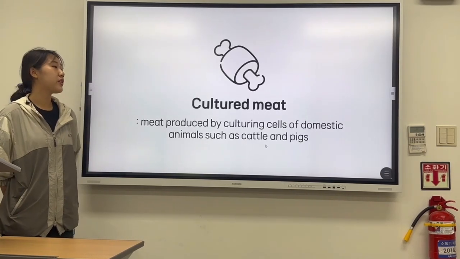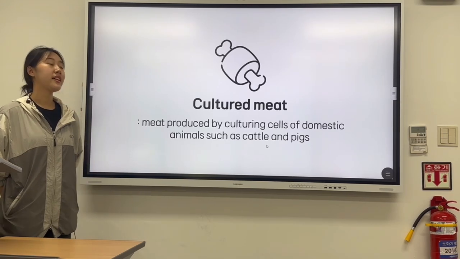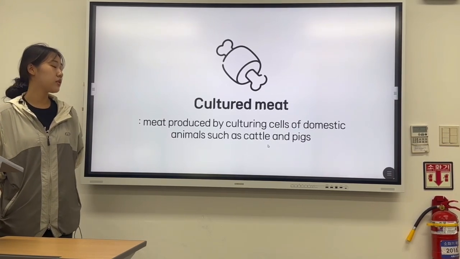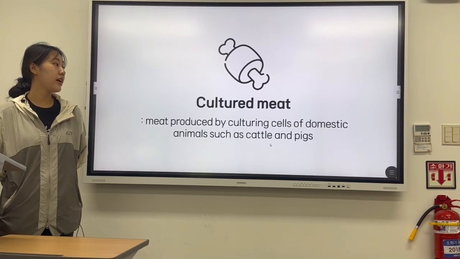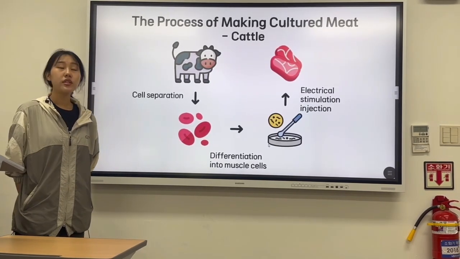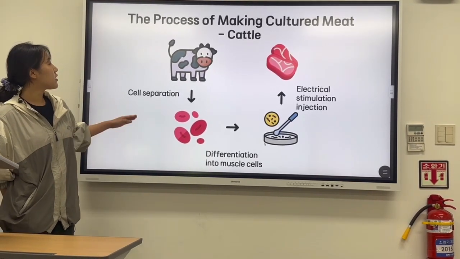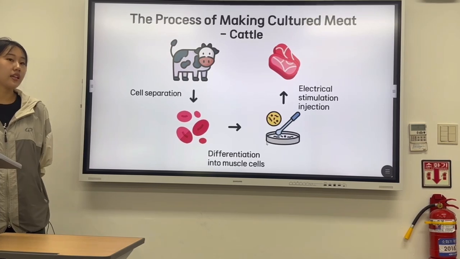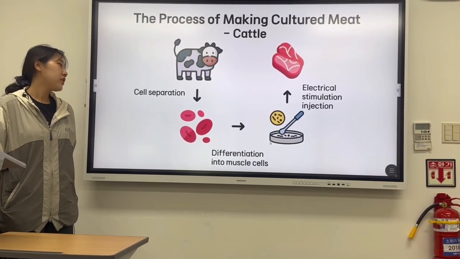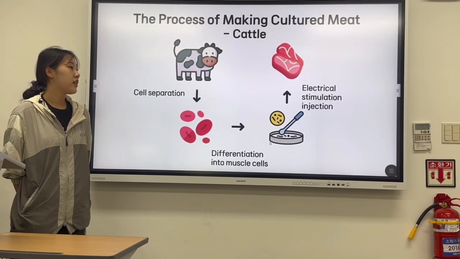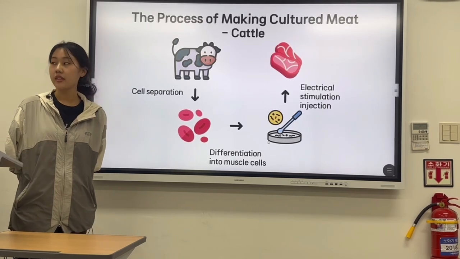So I'm going to introduce cultured meat technology to solve such problems. Cultured meat is meat produced by cultivating cells of domestic animals such as cattle and pigs. The process of making cultured meat, for example of cattle, is first to separate cells from cattle, and then the separated cells are cultivated and combined to differentiate into muscle cells. And finally, injecting electrical stimulation makes cultivated meat.